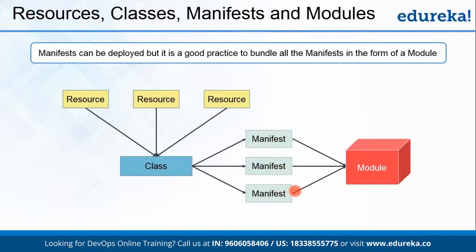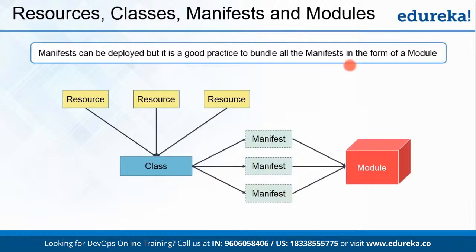Now let me tell you guys, it is not mandatory that you combine the resources and define a class. You can actually deploy the resources directly. It is a good practice to combine the resources in the form of classes, because it becomes easier for you to manage. The same goes for manifests as well, and I'll tell you how to do that too. You can write a Puppet code and deploy that onto the nodes. And at the same time, it is not necessary for you to bundle the manifests that you're using in the form of modules. But if you do that, it becomes more manageable and more structured, so it becomes easier for you to handle multiple manifests.